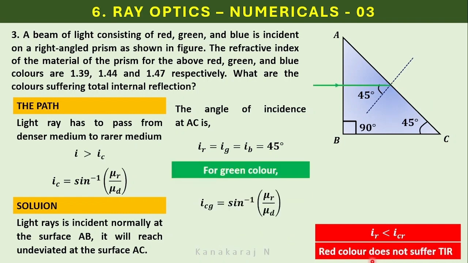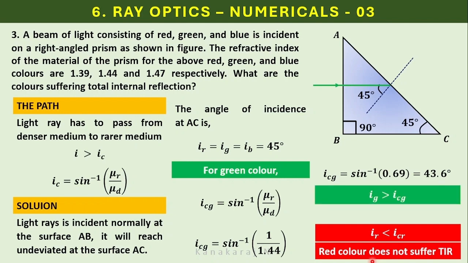Let us go for green color. So the critical angle for green color will be sine inverse of mu r by mu d. Mu d is replaced by 1.44 and we find that the critical angle for green color is 43.6 degree, which is less than the angle of incidence. Good. The angle of incidence is greater than the critical angle. Definitely the total internal reflection takes place. So green color undergoes total internal reflection.